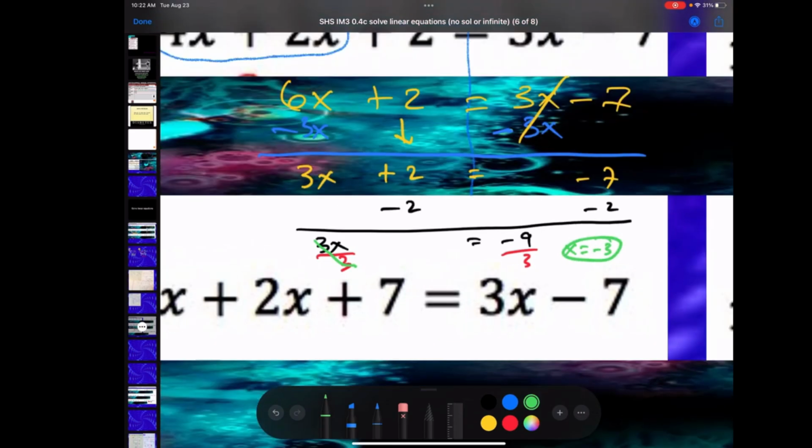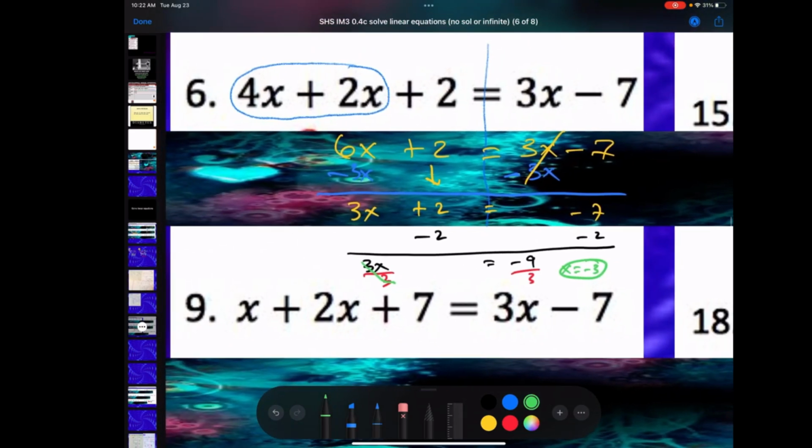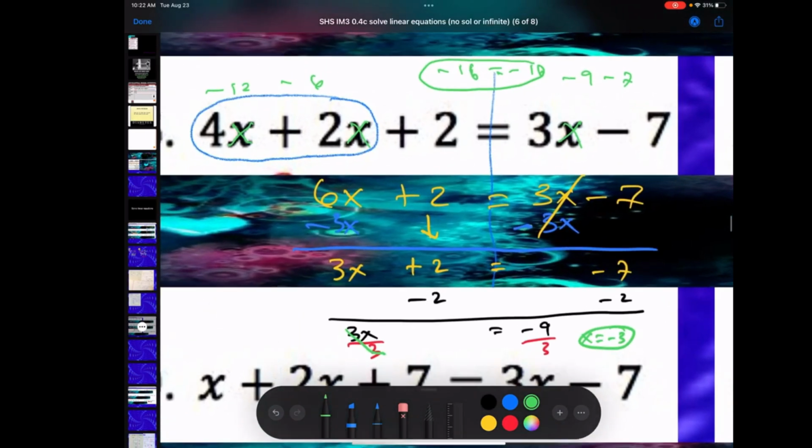If you didn't know, you can take x equals -3 and put it back up here to see if it actually makes sense. 4 times -3 is -12. 2 times -3 is -6. -12 minus 6 plus 2 is -16. And 3 times -3 is -9. Minus 7 is -16. So that's equal. Do you see how I can check my answer too?